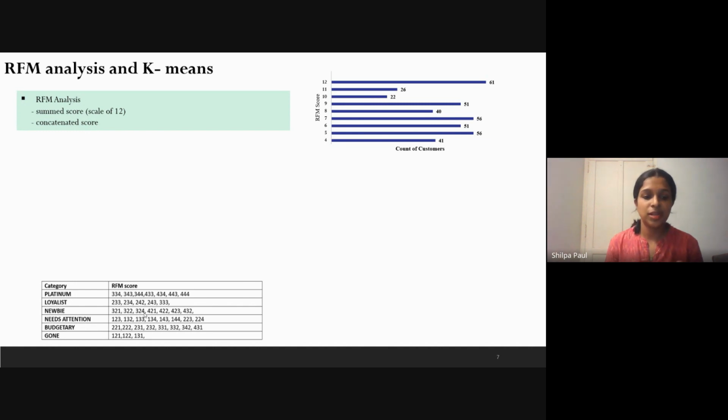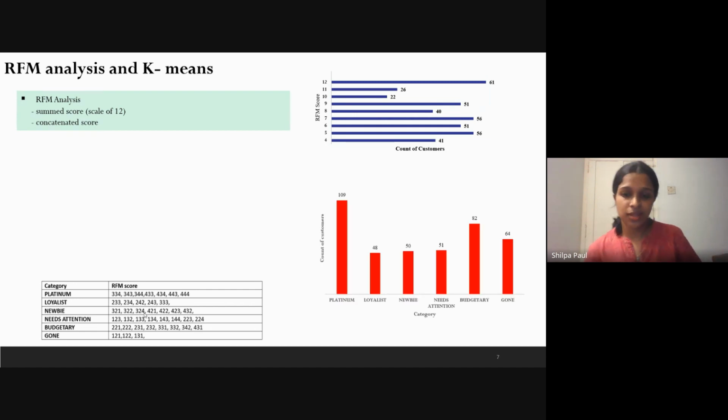Budgetary ones, it's quite easy from the name. They don't like to buy expensive stuff. And gone customers are the ones who haven't visited the shop in a long while, so the chance of them coming back to the shop is very, very low. So from this concatenation, we are able to get a better understanding of what kind of customers are there, and then a bar graph was plotted, and this gave a better idea.